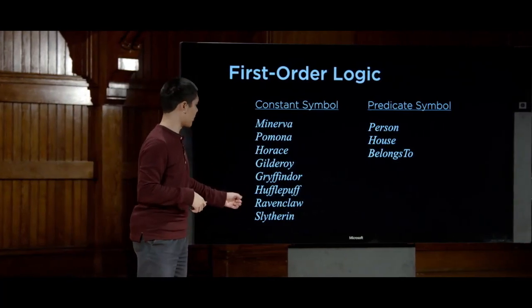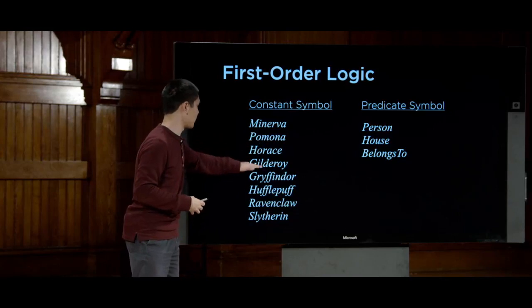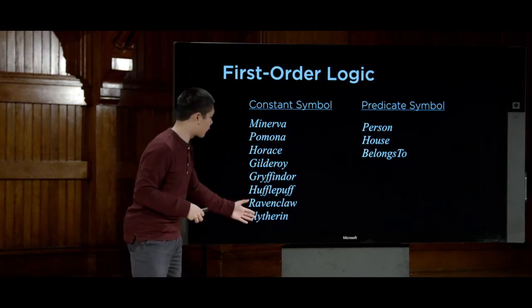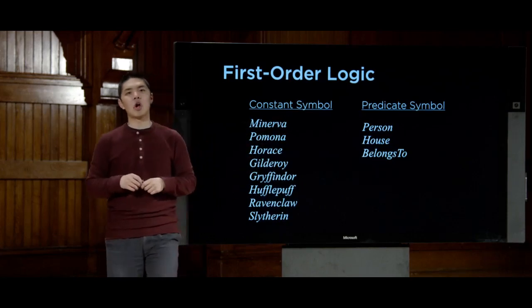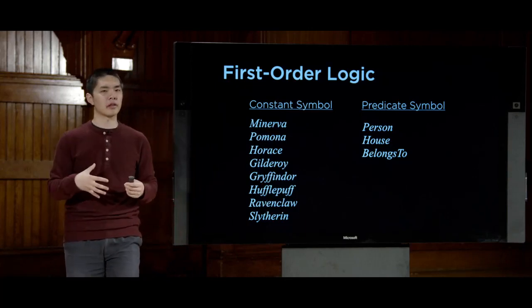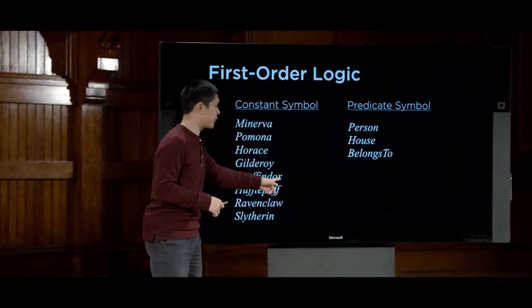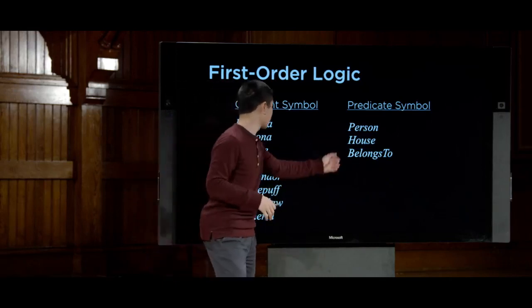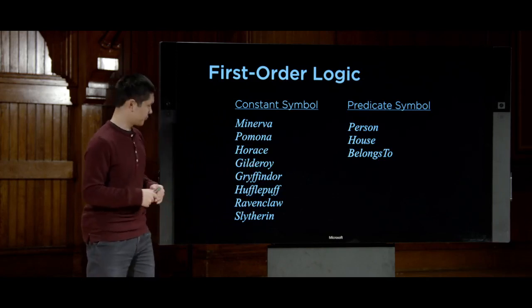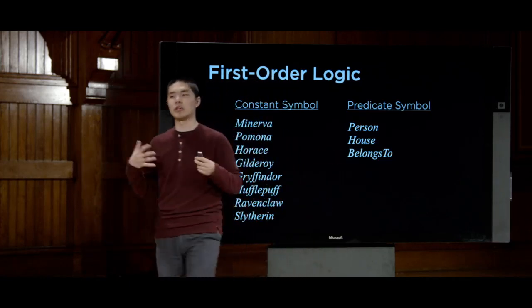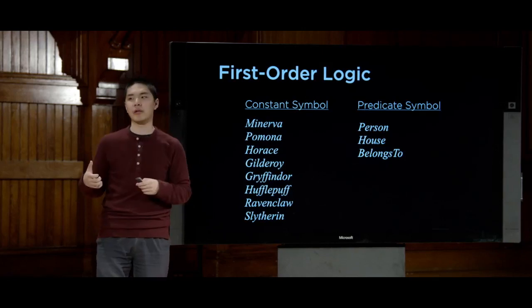But for now, in this same problem, our constant symbols might be objects, things like people or houses. So Minerva, Pomona, Horace, Gilderoy, those are all constant symbols, as are my four houses, Gryffindor, Hufflepuff, Ravenclaw, and Slytherin. Predicates, meanwhile, these predicate symbols are going to be properties that might hold true or false of these individual constants. So person might hold true of Minerva, but it would be false for Gryffindor, because Gryffindor is not a person. And house is going to hold true for Ravenclaw, but it's not going to hold true for Horace, for example, because Horace is a person. And belongs to, meanwhile, is going to be some relation that relates people to their houses. And it's going to only tell me when someone belongs to a house or does not.